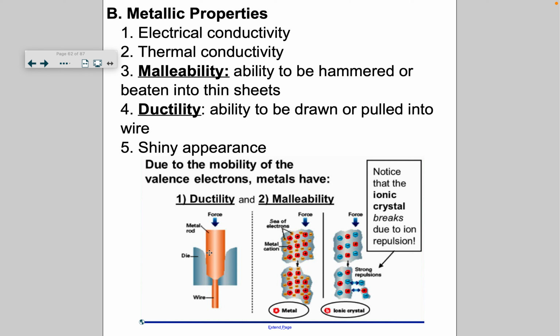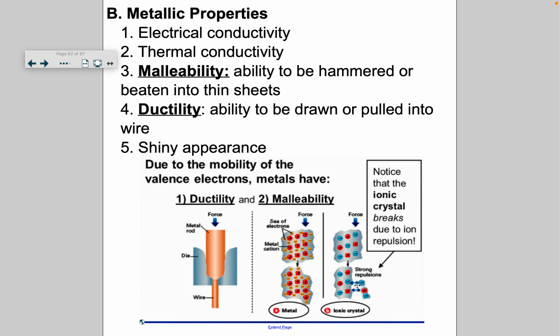Here's my metal rod, and I can force it into this die to create my wire. And here's my malleability, where I can hammer it into thin sheets. And you can see that even if I apply force to this row of positive ions, it doesn't break the bond. Now, notice that with ionic crystals, opposites attract, so negative and positive charges alternate in this crystal lattice structure. When I apply a force and a negative meets another negative, repulsion occurs. And that is why ionics tend to be brittle, and that crystal lattice structure will break.